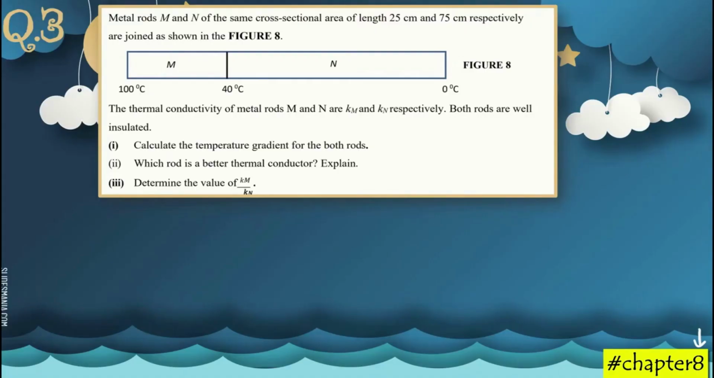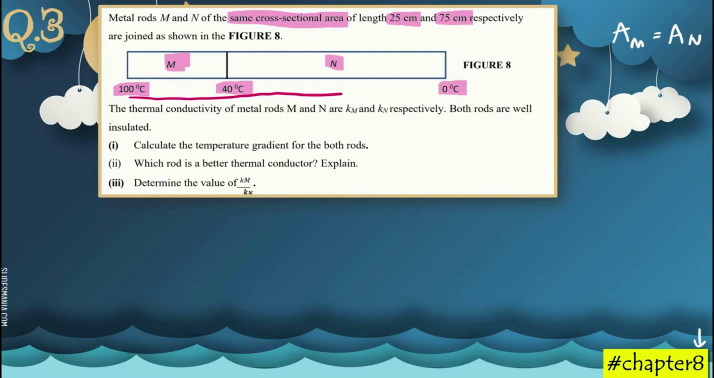Metal rods M and N, so we have two metal rods with the same cross-sectional area. Write down the statement. So A for rod M is equal to A for rod N, and length 25 cm for M and also 75 cm for N. And from the figure here, we can also have the information of temperature: 140 and 0. Heat flow is from left to right.